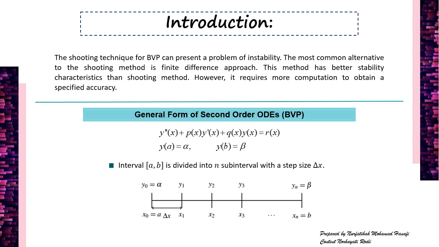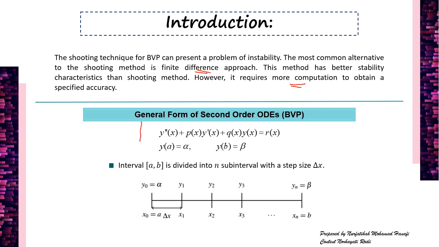The shooting technique for boundary value problems can present a problem of instability. The most common alternative to the shooting method is a finite difference approach. This method has better stability characteristics than the shooting method, but it requires more computation to obtain a specific accuracy.